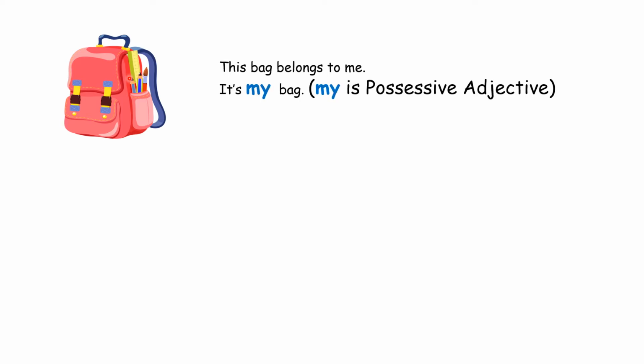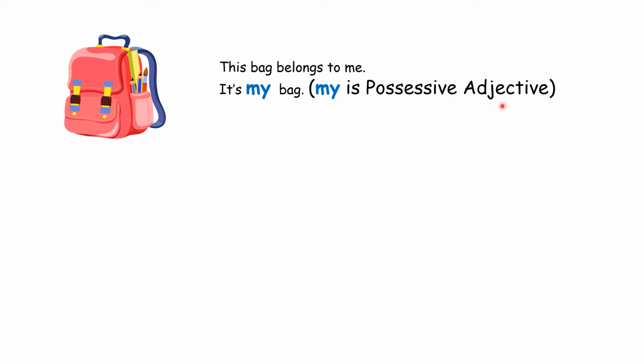Let's have a look at this first example. What picture can you see here? It's a picture of a bag. Now let's say that this bag belongs to me. I can tell others by saying, "It's my bag." It's refers to this one bag, and my is a possessive adjective referring to myself.